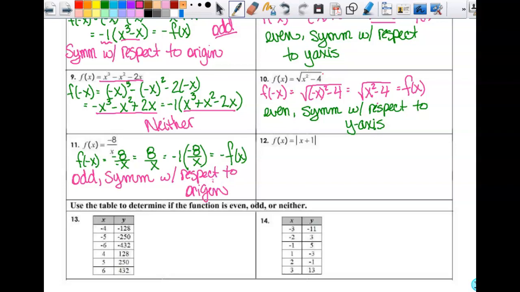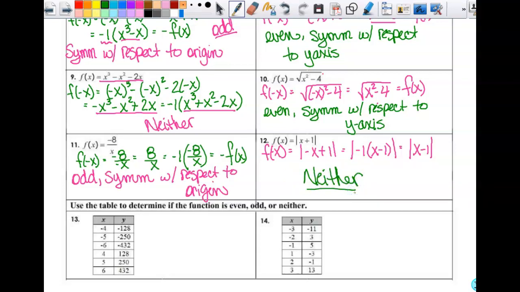Then last one. Oh no, I'm sorry, we got some tables down there. But f of negative x is equal to the absolute value of negative x plus 1. And so this is not the same as this. So I factor out a negative 1. And then this part I can pull out of the absolute value, so that's the same as the absolute value of x minus 1. And this doesn't match either, so this one is neither.